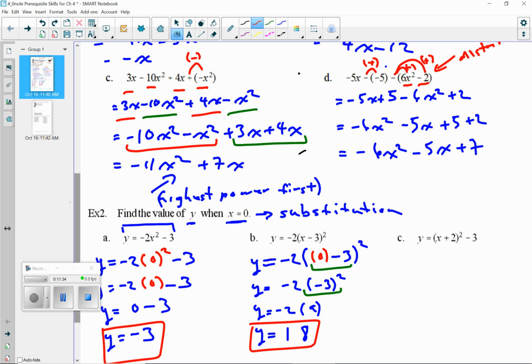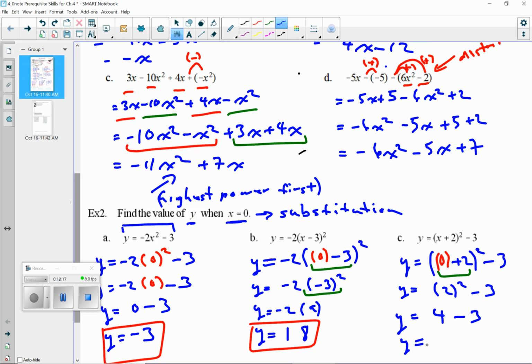Now let's do the same again for this last problem. So we substitute directly in. So we go y is equal to 0 plus 2 squared minus 3. So we simplify the inside of our bracket first. So 0 plus 2 gives 2. So now we're left with 2 raised to the power 2 minus 3, which gives us y is equal to 4 minus 3, which means y is equal to 1.